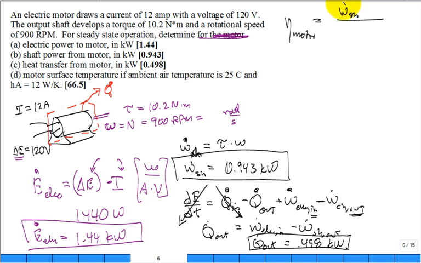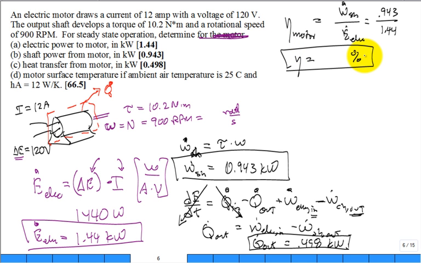What do you have to provide to make the motor work? The electric, W dot electric, Q dot, not W. W dot electric. So this is 0.943 divided by 1.44. And if you have a calculator, you can calculate that percent. The efficiency of the electric motor, are there any units on that? Or is it dimensionless? Dimensionless, right.